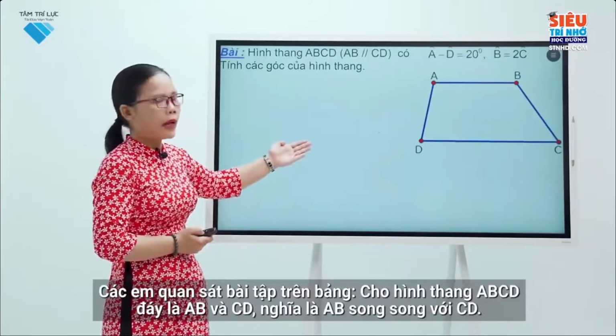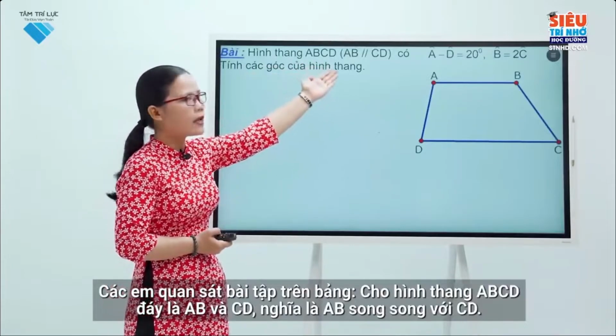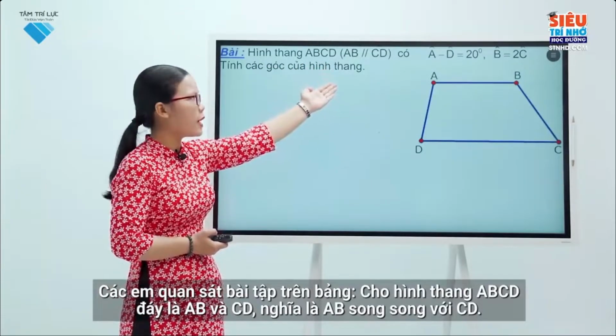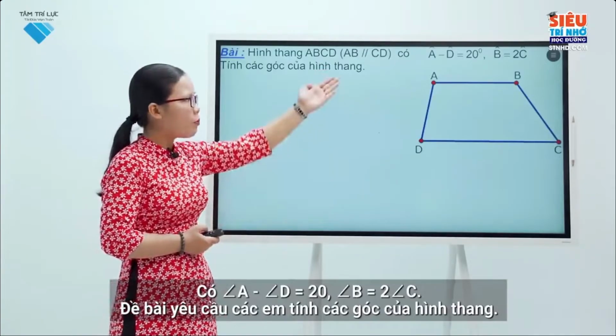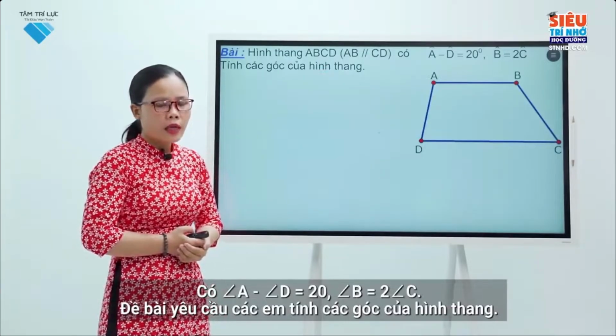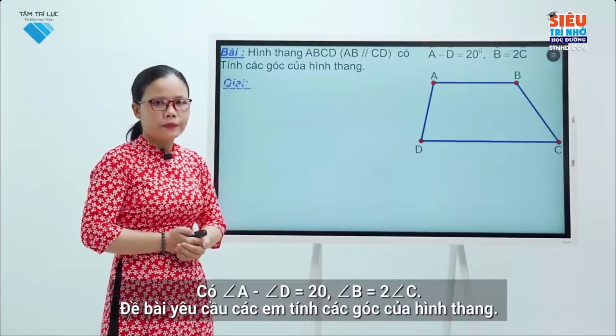Please look at the exercise on the board. There is a trapezium ABCD with bases AB parallel CD. Given angle A minus angle D equals 20 degrees, angle B equals 2 angle C. Find the measures of all angles of the trapezium.